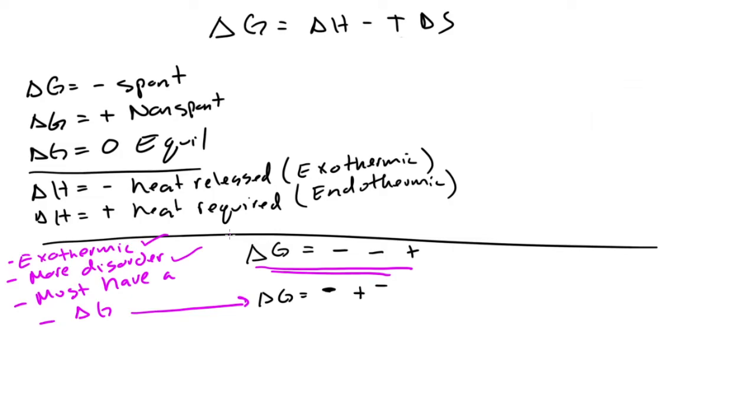Okay? Reactions are either thermodynamically controlled or kinetically controlled. Right now we're talking about the thermodynamically controlled reactions. Those are going to always be spontaneous if the reaction is exothermic and it creates more disorder. Okay?